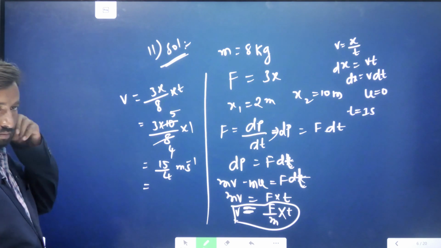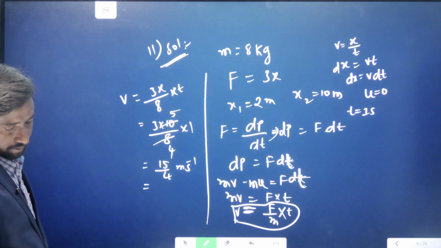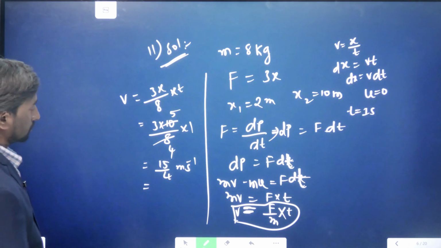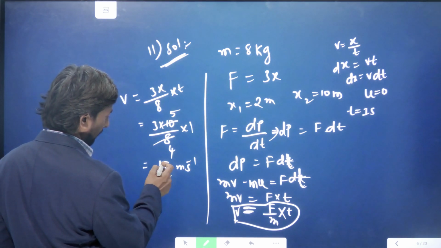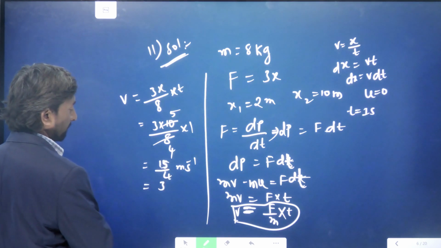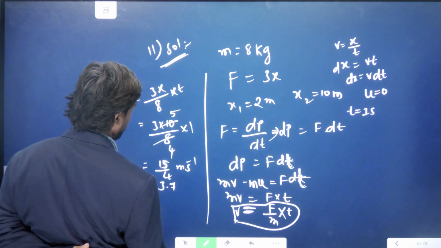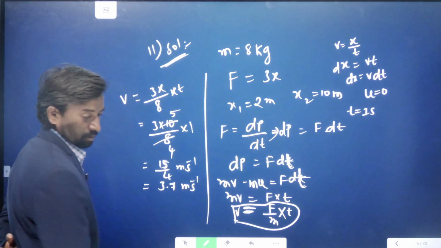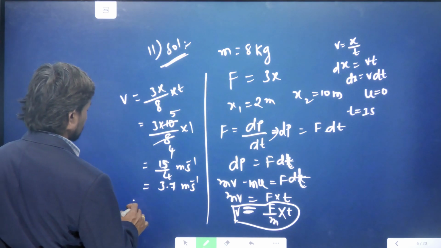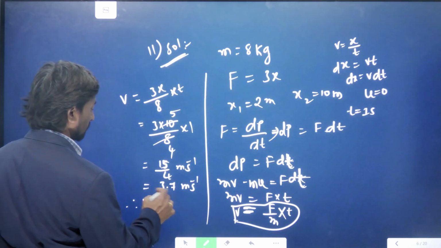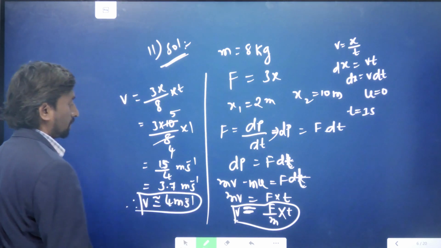15 by 4 means how much? 3 1s are 3, 4 3s are 12. How much remains? 3.7 meter per second will be there. So 3.7 means approximately we can take 4 meter per second. Therefore v is approximately equal to 4 meter per second. That is the answer there.